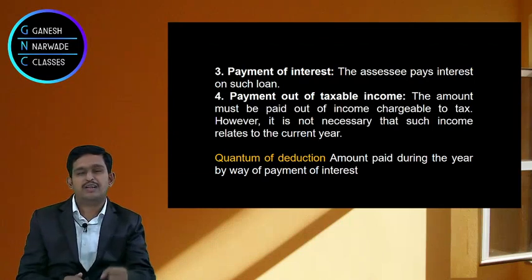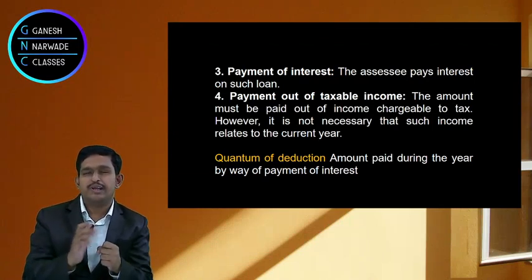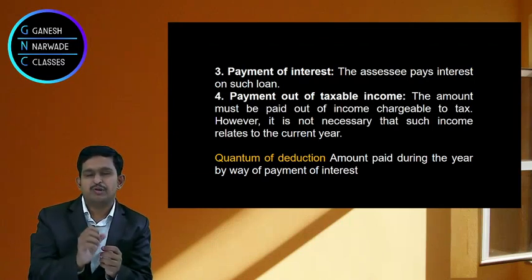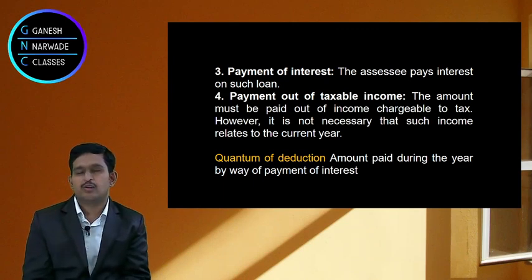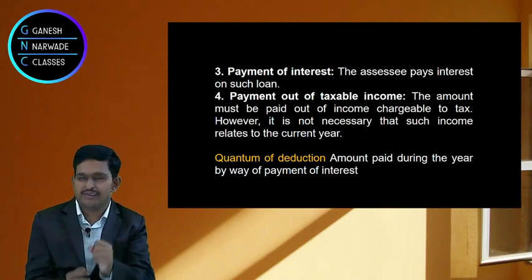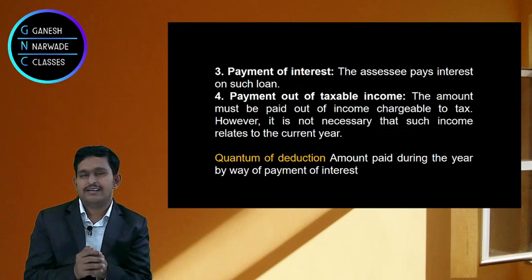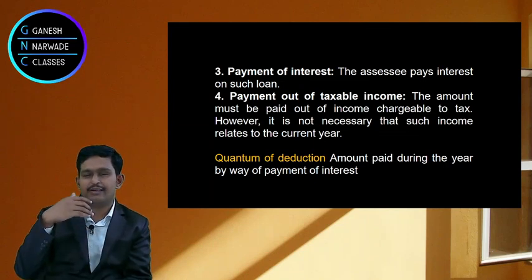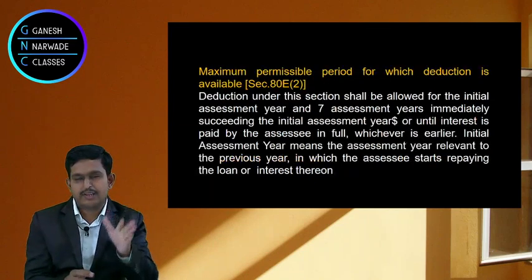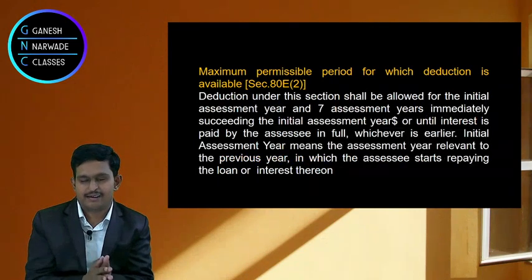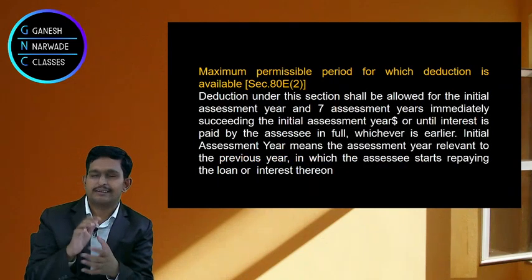Now, for how much period will you get the deduction? Suppose you started paying this year. So you will get the deduction for this previous year. Right? And you can pay for 7 more years. That means current plus 7, 8 years. 8 years you will be allowed deduction.